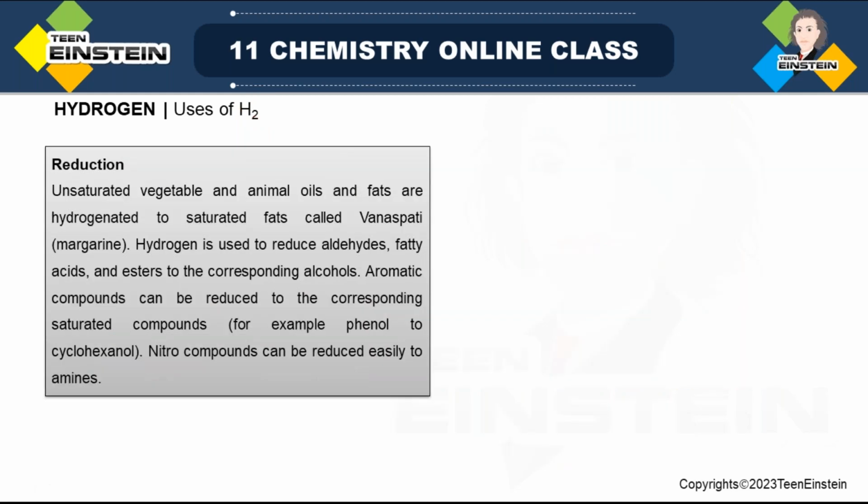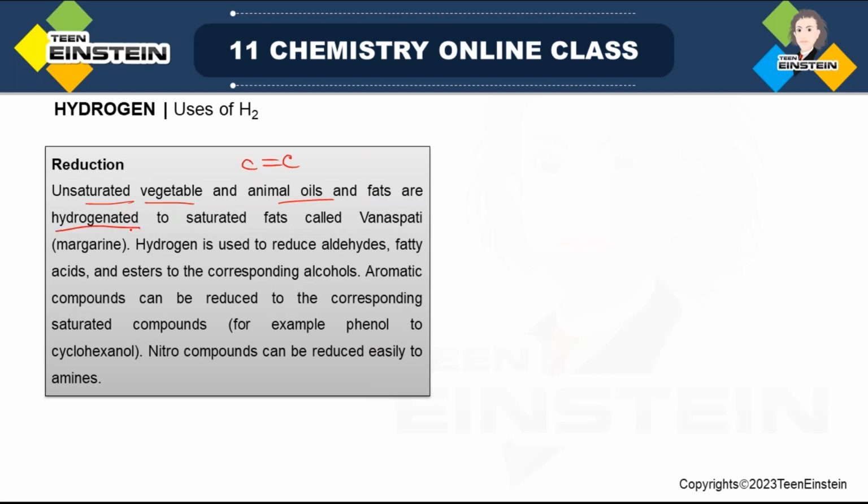Next use is reduction. Now reduction in metallurgy application we have also seen, but here by reduction we are basically talking about some organic molecules. So it can be used as a reducing agent for different organic molecules. For example, unsaturated vegetable and animal oils. In these molecules there is a large amount of unsaturation, that is C=C double bonds, and fats.